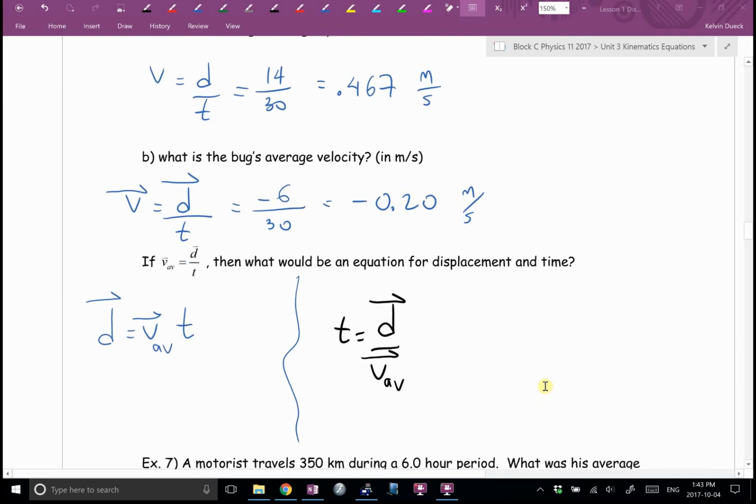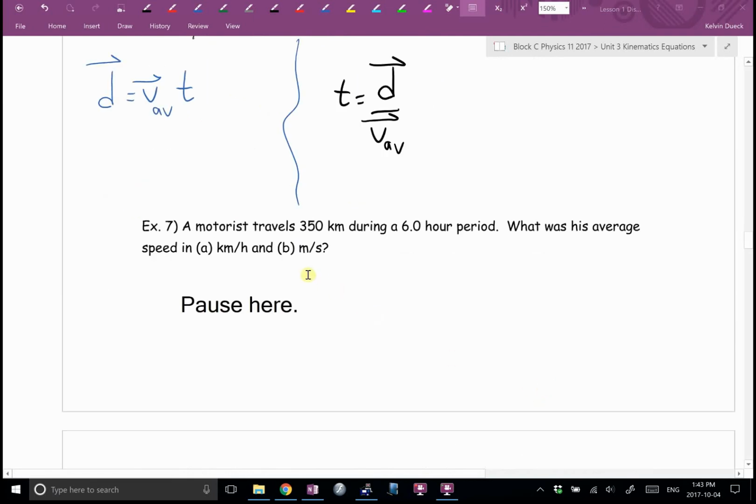So, let's look at example 7, where we said pause here. A motorist travels 350 kilometers during a 6-hour period. What was his average speed in A, kilometers per hour, and B, meters per second? How many parts is this thing asking me to find? There's A and B. Little advice, let's put a little A right there. Leave yourself about 1/3 of the room for part A. We're going to need more room to do part B, and put a little part B right there.